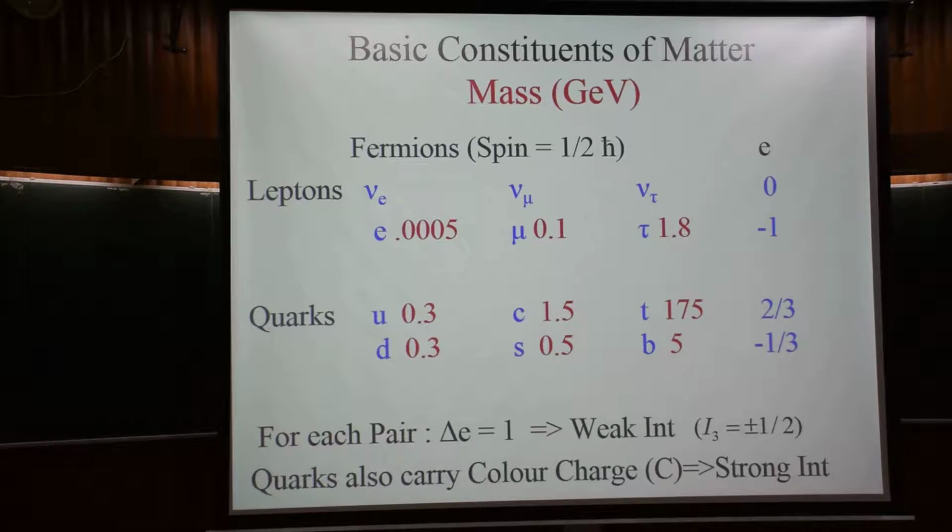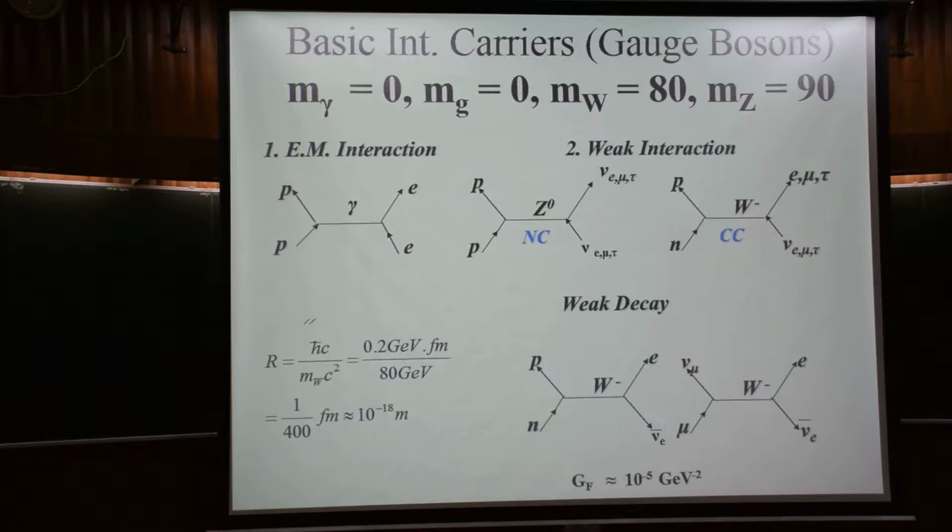Okay, so these are the 3 basic interactions which we discussed in the morning. And the carriers of these interactions are called bosons. The carrier of electromagnetic interaction is the photon, which is massless. The carrier of strong interaction is the gluon, which is also massless. But the carriers of weak interaction, the charged W boson and the neutral Z boson, have huge mass, 80 GeV and 90 GeV. So the electromagnetic interaction between proton and electron is mediated by photon exchange.